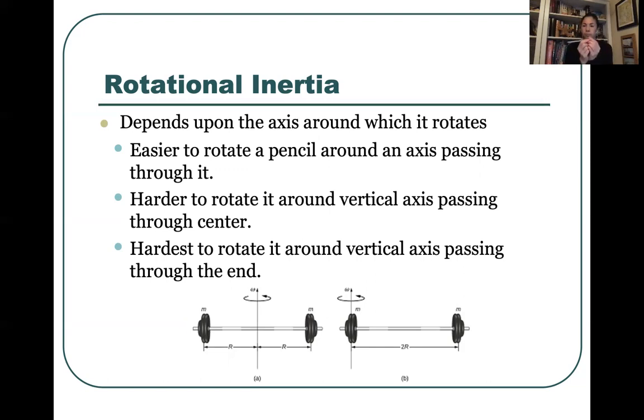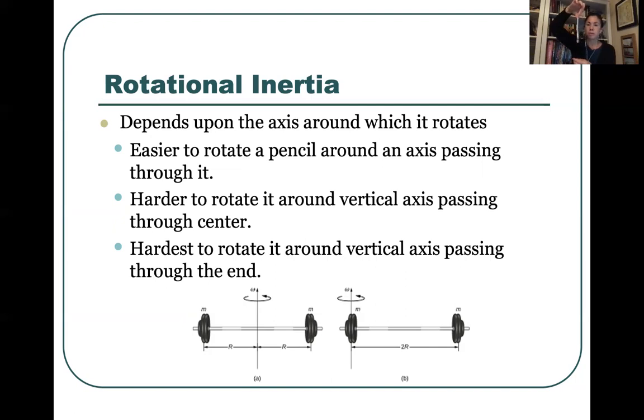So for example, I could have one over to the side. I could rotate it from the middle. I could rotate it like this. And this will all give me different values. And you can see that, for example, if I did this rotation, all of the mass is very close to the axis of rotation.